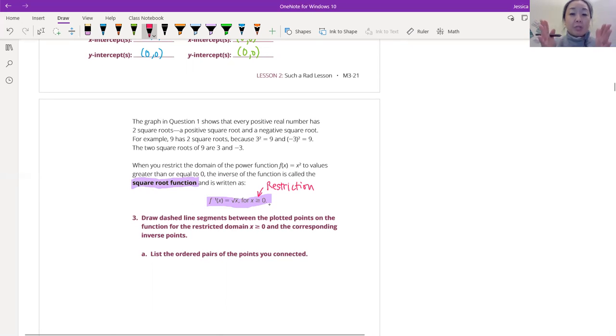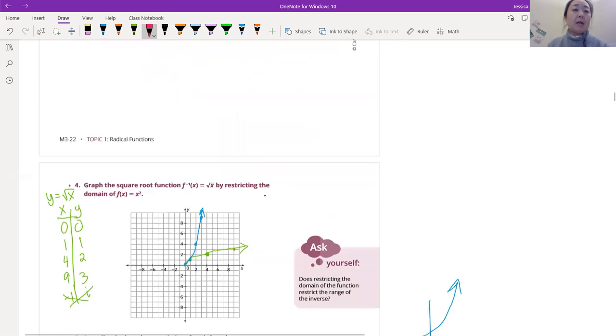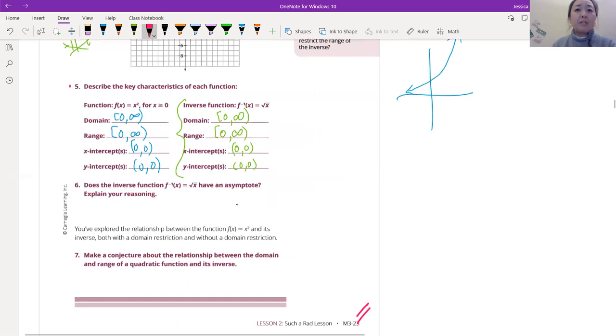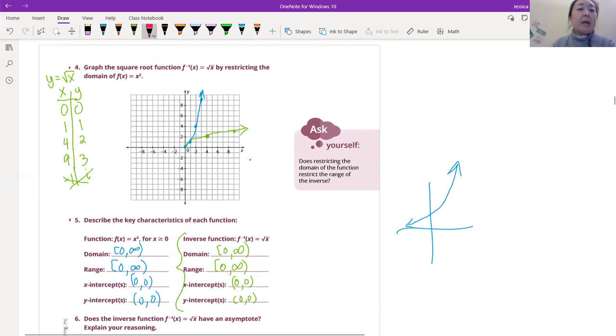So this one, we're restricting the domain. Remember our learning target from today? They're all connected, right? So that's what we're going to be talking about. And here, we're on page 23 right here. We're just looking at that section right there.